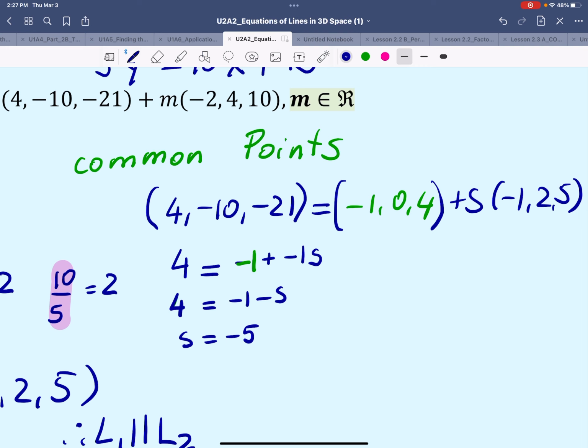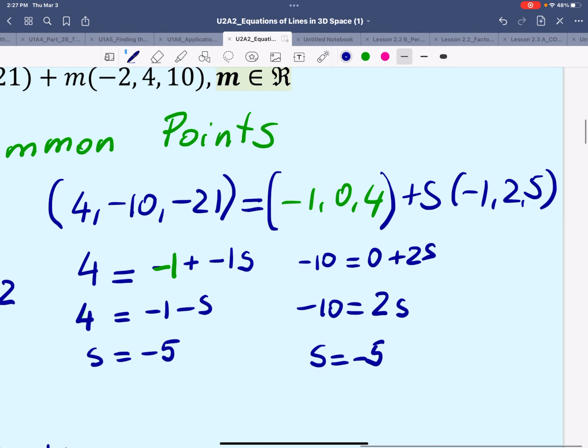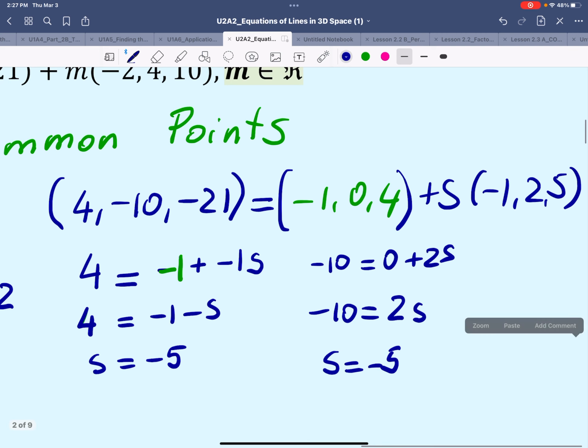Next, we're going to check the y coordinates. So negative 10 equals 0 plus 2s. So negative 10 equals 2s, which means that s must be negative 5. So far, the multiplier s equals negative 5 is working for x and y. Let's check and see if it works for z as well.